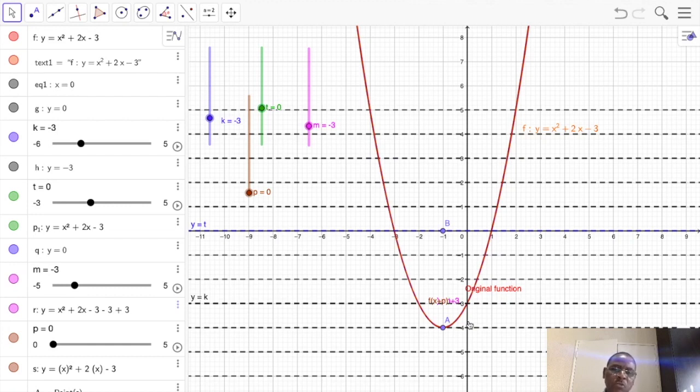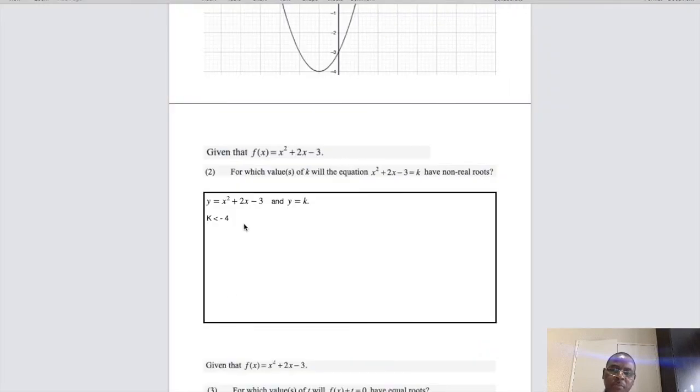So where do they not intersect? Do you see that they will not intersect if our y value is smaller than negative 4, which tells us that the roots are non-real. The values of k for which that equation has no real roots are all values of k that are smaller than negative 4.